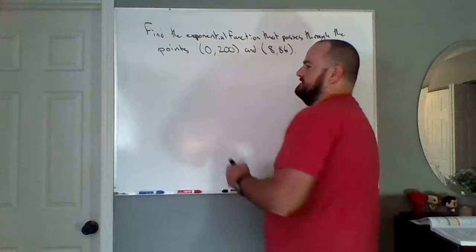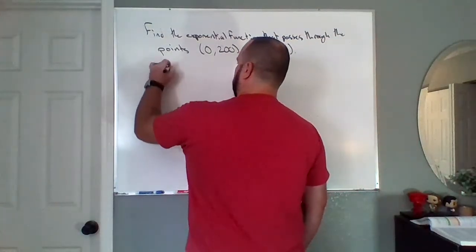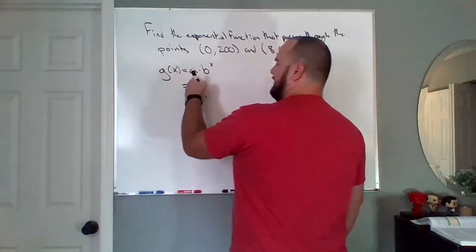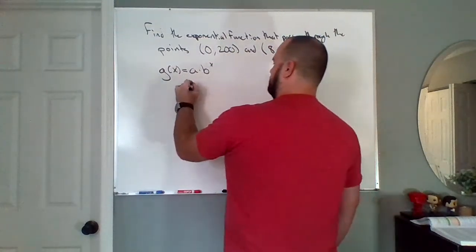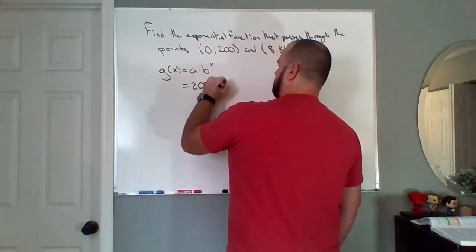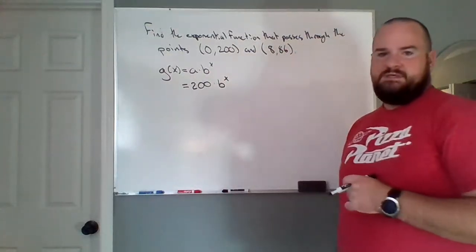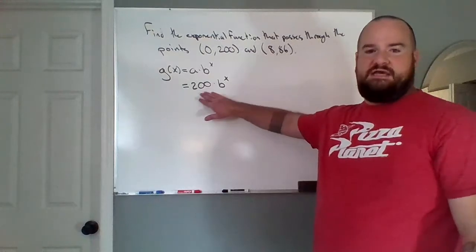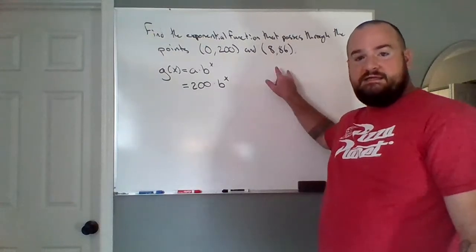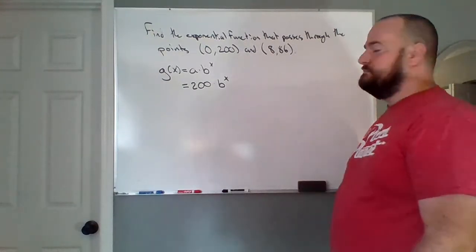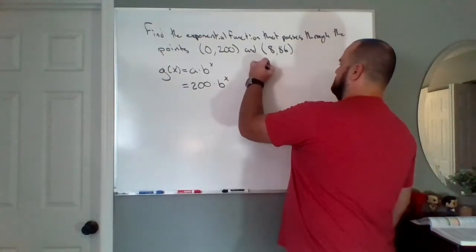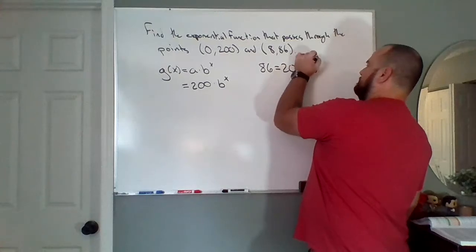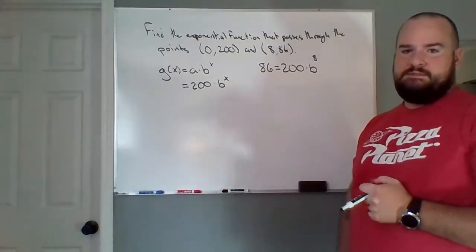So again, let's do g this time. So g of x is a times b to the x. A is our y-intercept. That's 200. So we get 200 times b to the x. This is exactly the same. We just do the exact same thing. Once I have that y-intercept, I just need to solve for b. I can use this point to create an equation. And that equation becomes 86 is 200 times b to the 8th.